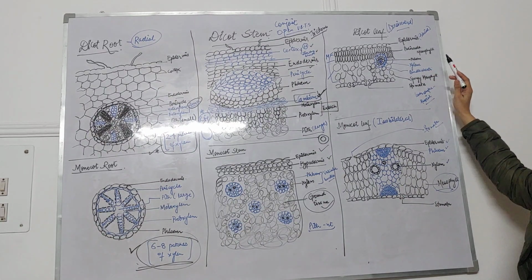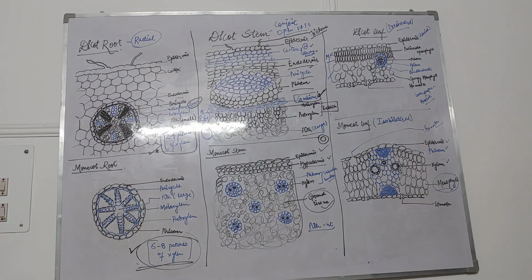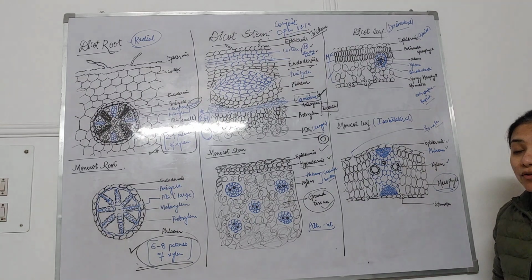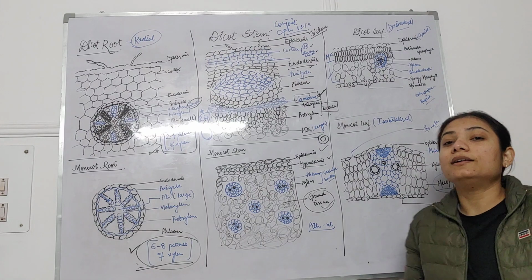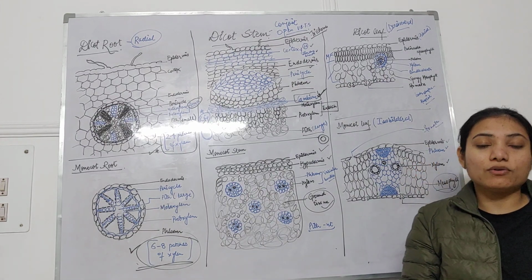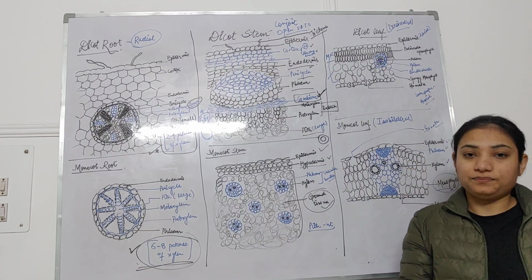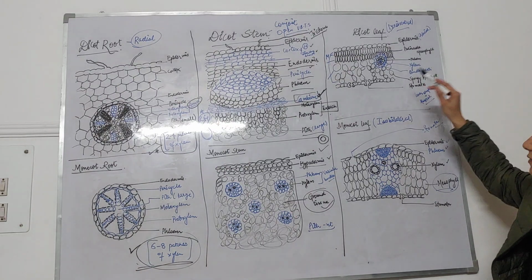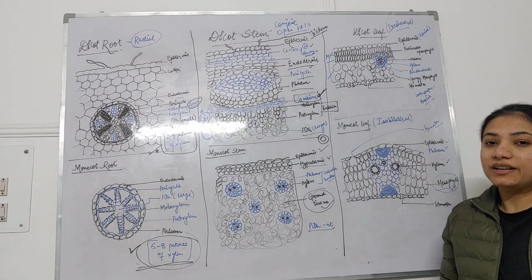First of all, we will discuss the anatomy of the dicot leaf. Dicot leaves are also called dorsiventral leaves because the number of stomata is different on the two surfaces of the leaf. The lower surface we will call adaxial, whereas the upper surface is called abaxial. And in the dicot leaf, the lower surface has stomata, whereas the upper surface has few or very less stomata.